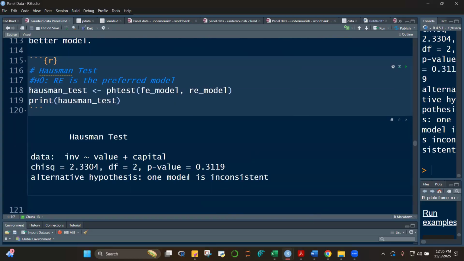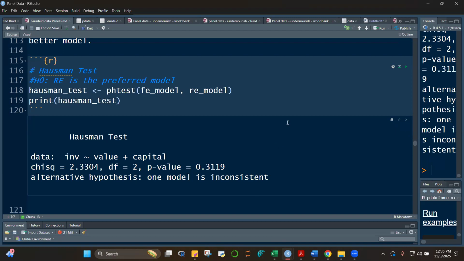Okay, the p-value is 0.3119. Okay, so what does that mean, class? We failed to reject the null hypothesis that the random effects model is the better model. Okay, so based on this data, ang answer, class, we use the random effects model, class. Okay, mas maganda si random effects kaysa kay fixed effects at saka kay pooled OLS. Alright, so let me stop there, class.